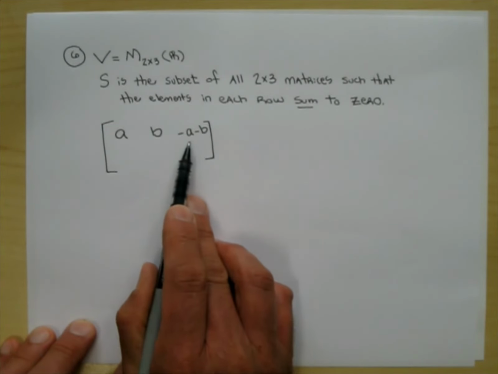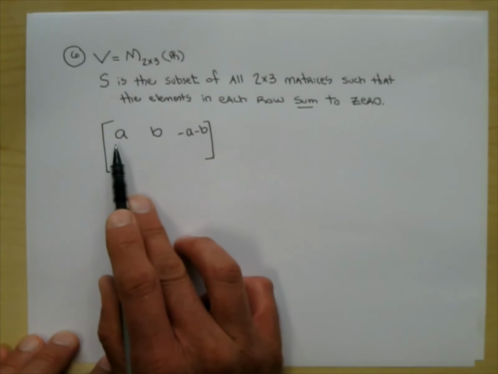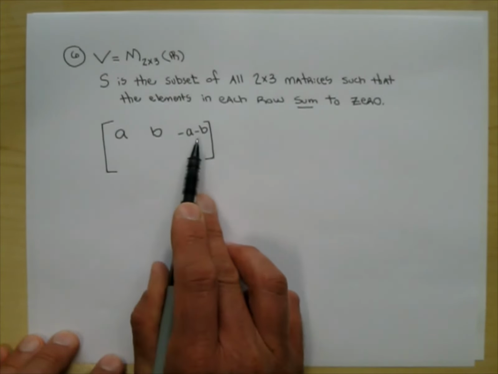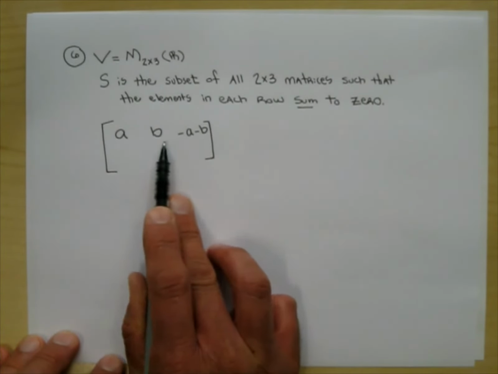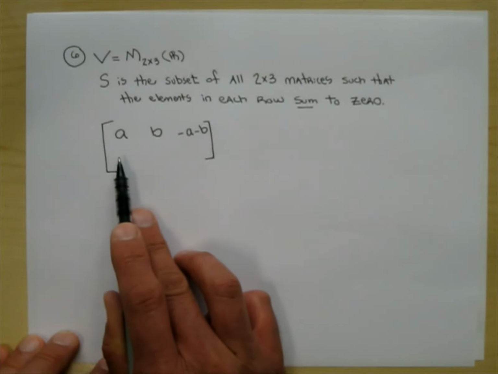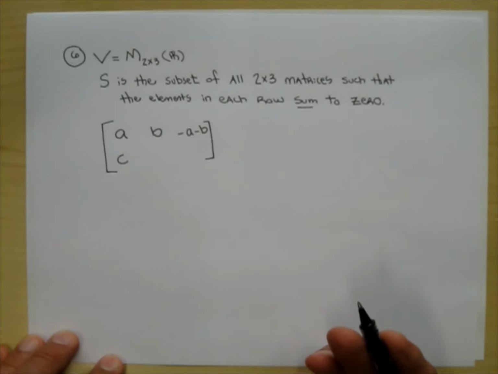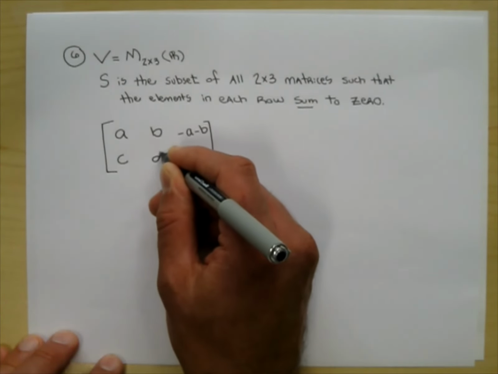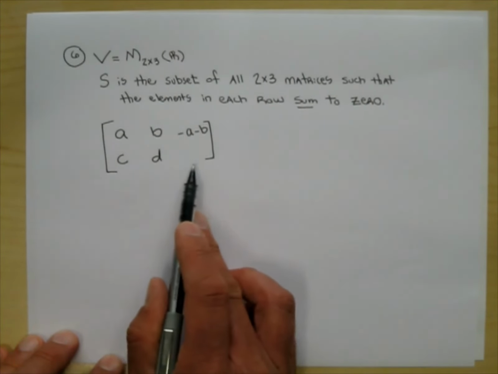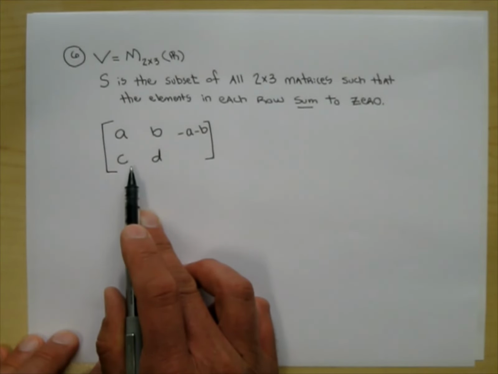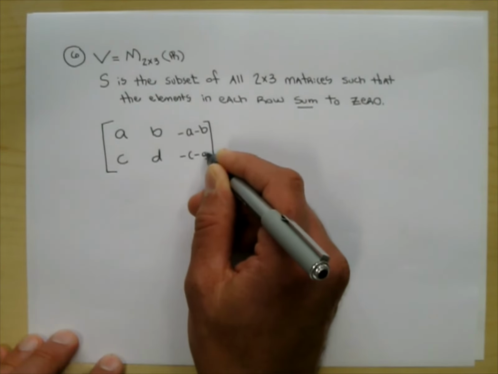Now I could have put the A there and the B there, and then this one would have to be negative A minus B. Now some people make the mistake and they put an A here and a negative A here and a 0 there. Well, that does not get all the possibilities. This gets all the possibilities of what can happen in your first row. Now your second row, you have a C here, because you could be whatever you want. And then here, that could be whatever real number you want as well. But the bottom row has to sum to 0 as well. So this element had better be negative C minus D.